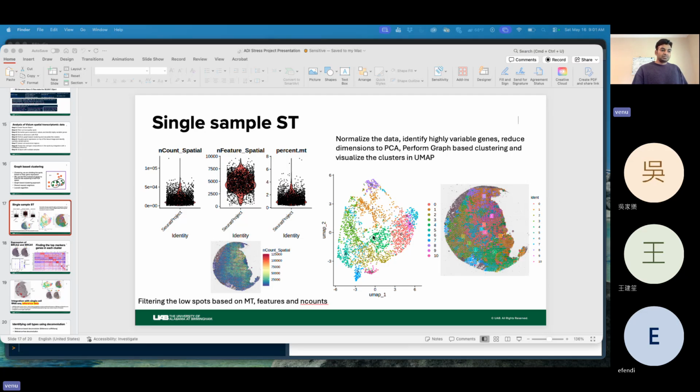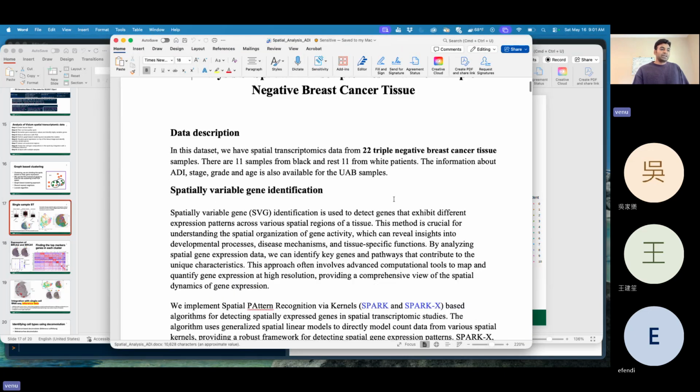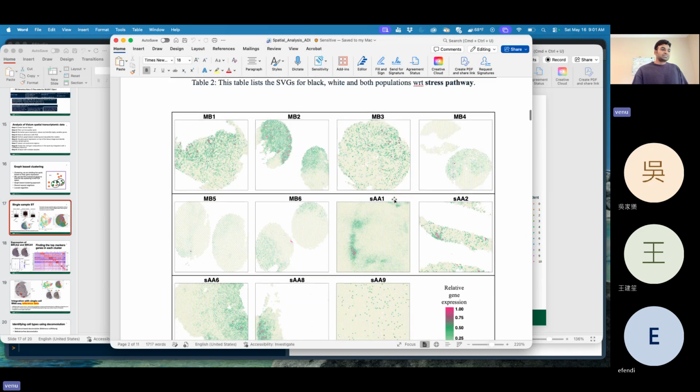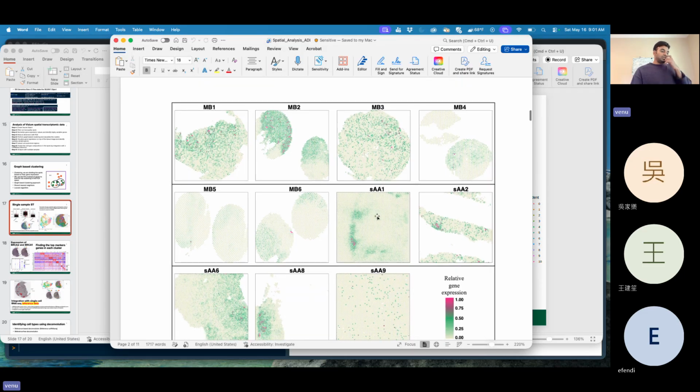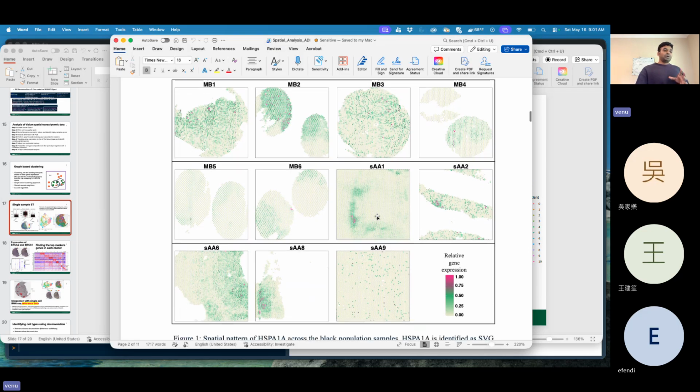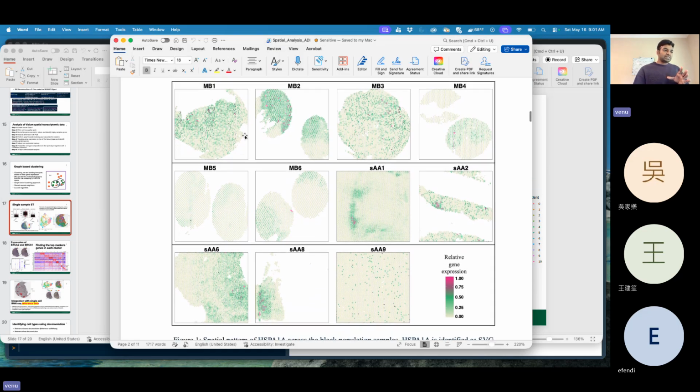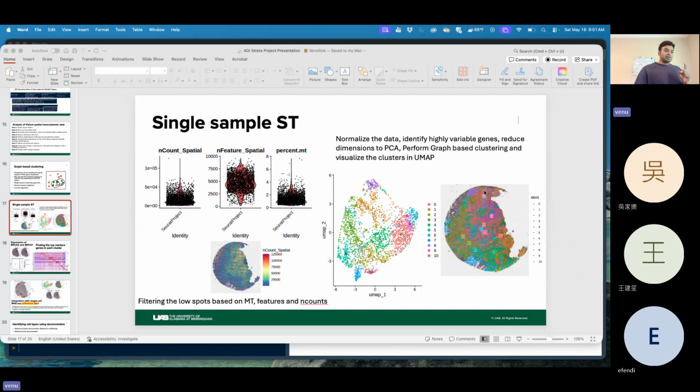So this is all spot level, not single cell level. So this is a single sample. Suppose we have 22 triple negative breast cancer patients. You can see these are MB1, MB2, so we have this many participant patients. When we look into a single sample, it has this many spots and expressions. When we integrate multiple samples, it is the same: it will collect the similar spots from all 22 samples.